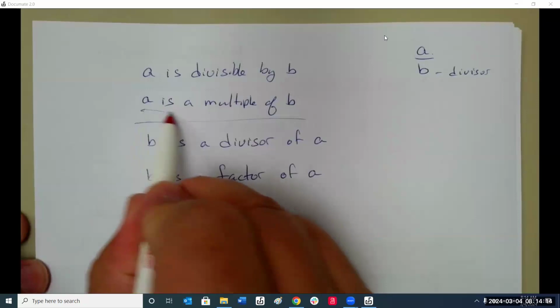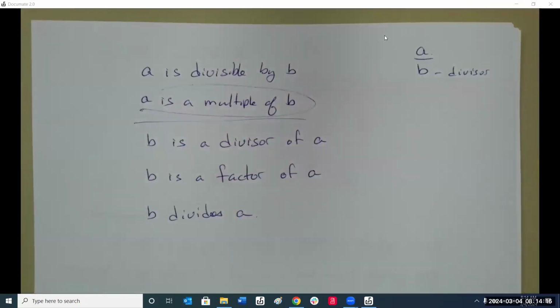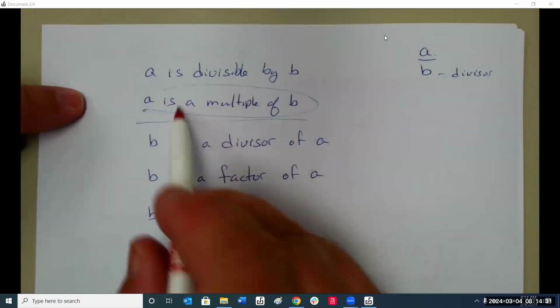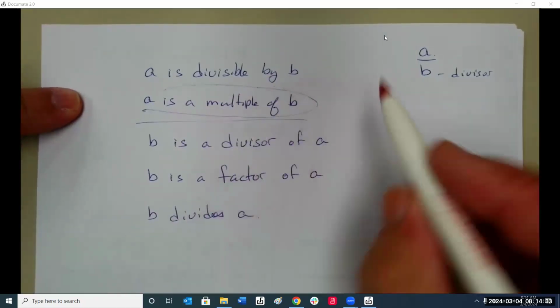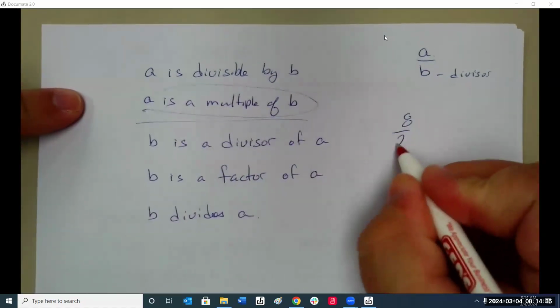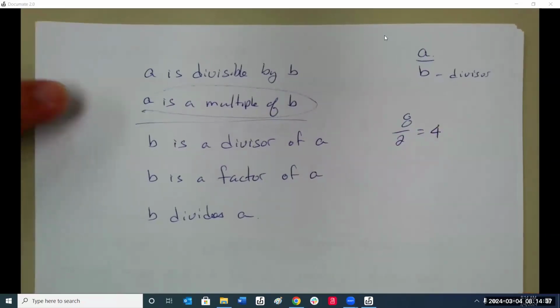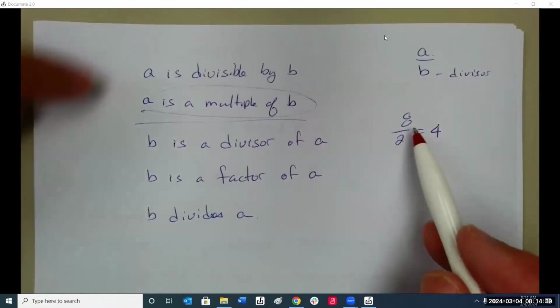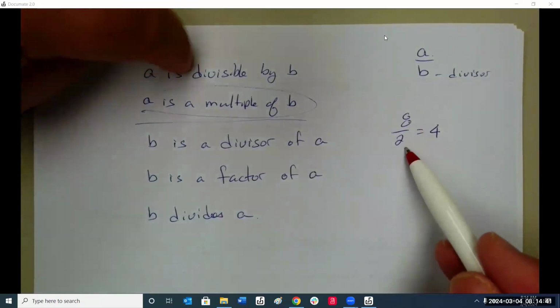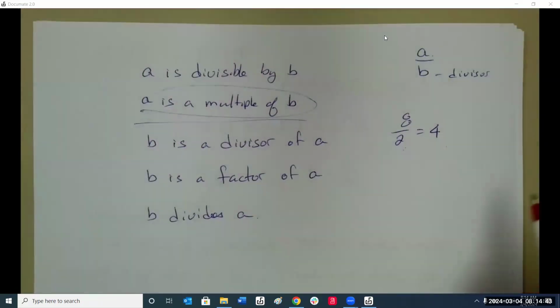What is this one? We said this one earlier. A is a multiple of B. What does that mean? We know what A divides by B means. We know that 8 divided by 2 is 4. So 8 is divisible by 2 because it has a whole number, no remainder.